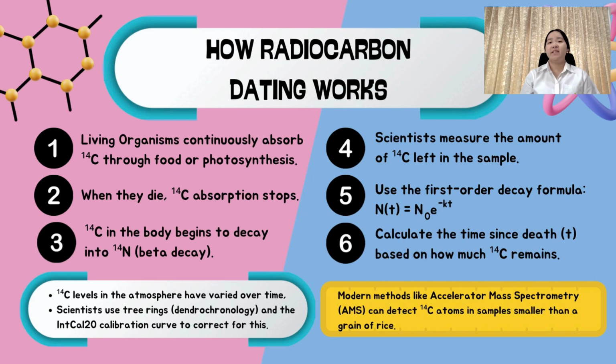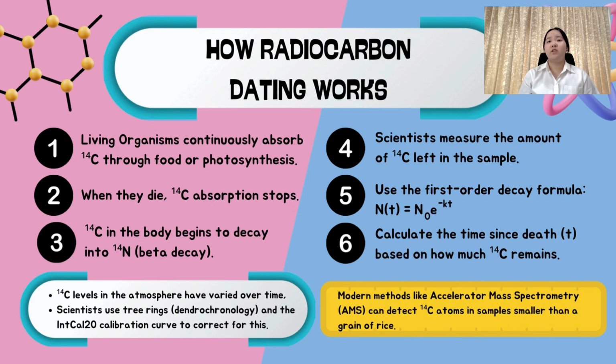Here's how radiocarbon dating works. While an organism is alive, it takes in carbon from the air or food, including a tiny bit of radioactive carbon called carbon-14. When the organism dies, it stops taking in carbon-14. From that point, the carbon-14 in its body starts to slowly disappear. This happens because carbon-14 breaks down into another element called nitrogen-14. This process is steady and happens at a known rate.